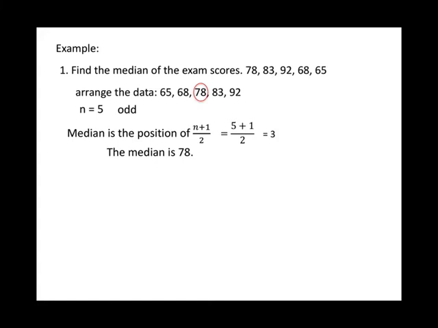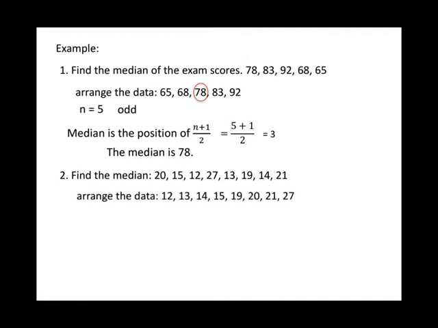Okay, now let's try the other example. Find the median of this list of data. So first, we have to arrange the data values in increasing order. Okay, we write it in increasing order. Now we need to count what is my n here. 1, 2, 3, 4, 5, 6, 7, 8. Okay, so n is equal to 8, and this 8 is an even number.